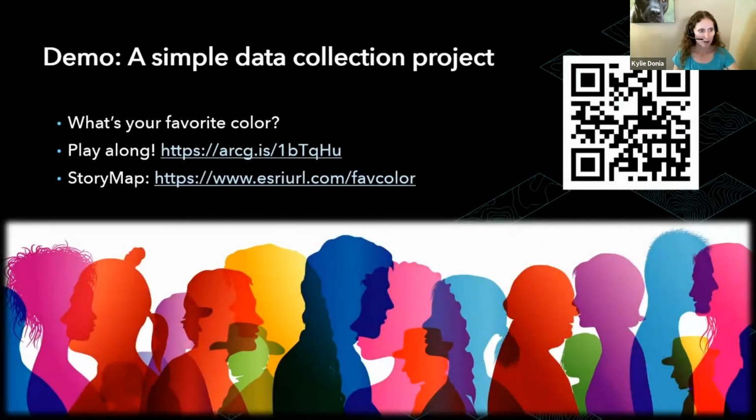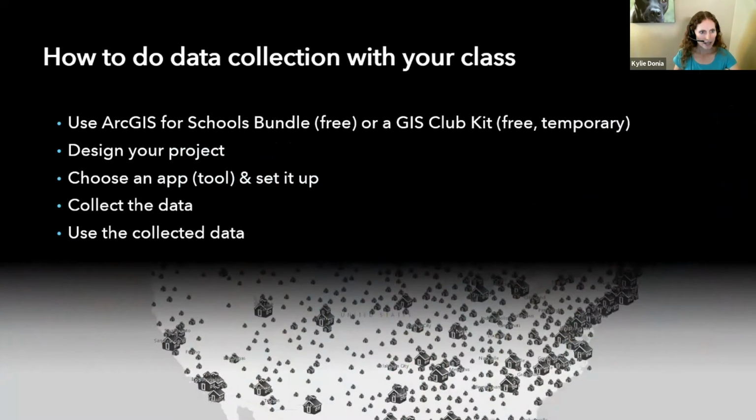All right, so what does it take to do a data collection project with your class? Something like that favorite color story map that we just looked at. Well, you'll need access to the software. You can use an ArcGIS for Schools bundle, which is free, and you've heard us talking about that, or a GIS Club Kit, also free, a little bit more temporary. Both of those options are going to include the software you need to do a data collection project.